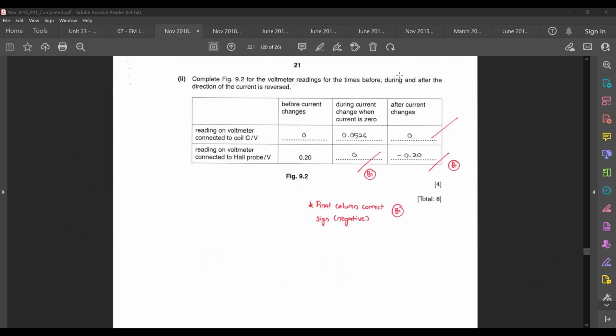Okay, now for part 2, in your table here, complete the table for the voltmeter readings for the times before, during, and after the direction of the current is reversed. So you are supposed to fill in the values for the voltmeter connected to coil C and for the voltmeter connected to the Hall probe. This one, as I mentioned to you, was trying to read the EMF. And then the other one was trying to read the Hall voltage. In other words, it was trying to detect your flux density. This one was trying to find out your EMF induced.